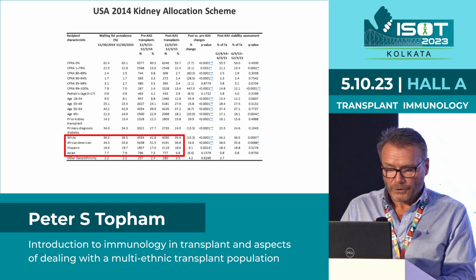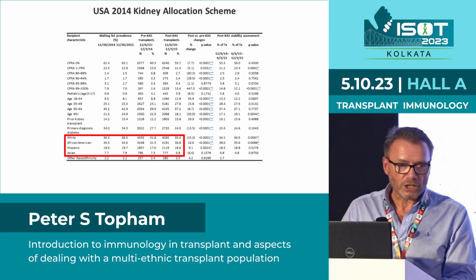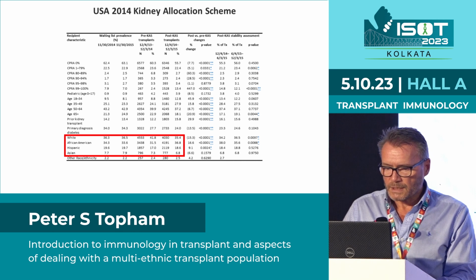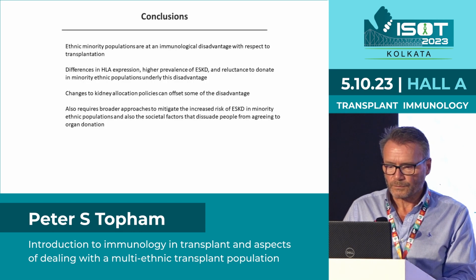In terms of African Americans, before the allocation scheme, 31.5% of recipients were African American, and after the introduction, that increased to 36.8%. So it does seem to have some impact on the allocation to ethnic minority groups.